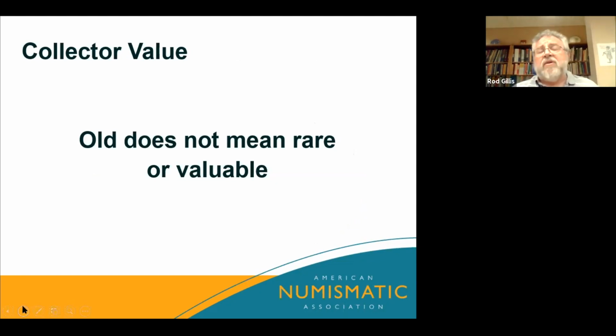Talking about value, and we're talking about coin collecting, it's important that you understand that old does not mean rare or valuable. And that's such an important concept that we have to drive home with folks who are newly involved in coin collecting.